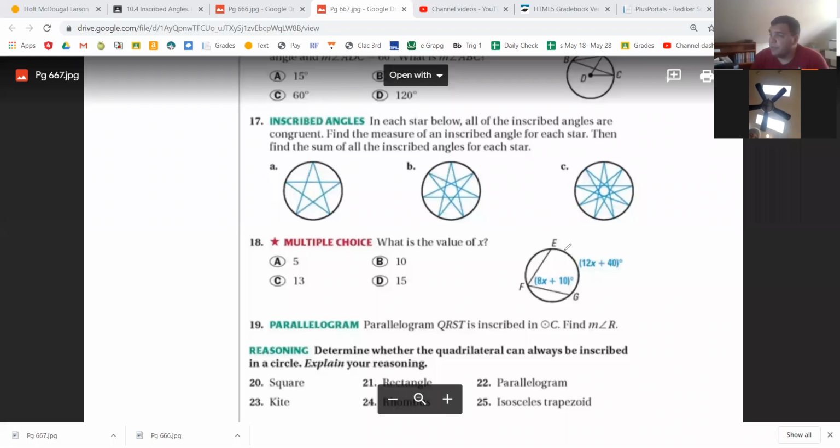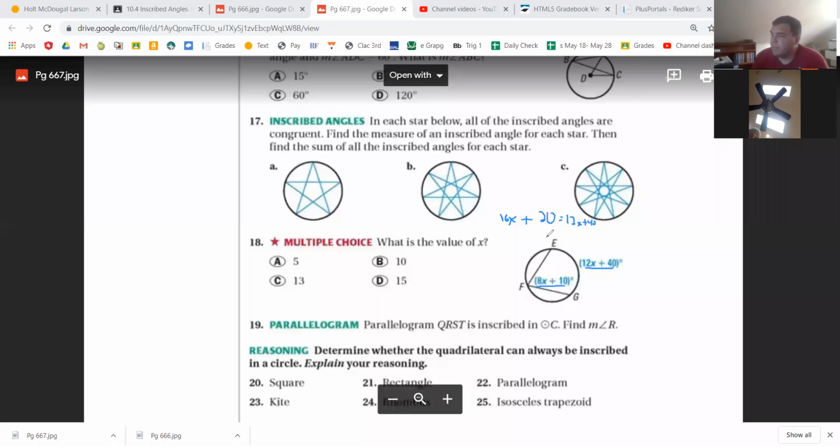Just in case anyone's rewatching this and you're like, how did I get this? You know this part is half the size of this. So you want to double this part. You could also cut this one in half, but I always like to double the smaller one, typically because I feel that it causes fewer issues with fractions. So I'm doubling this bottom one. So 16x plus 20 is going to equal 12x plus 40.